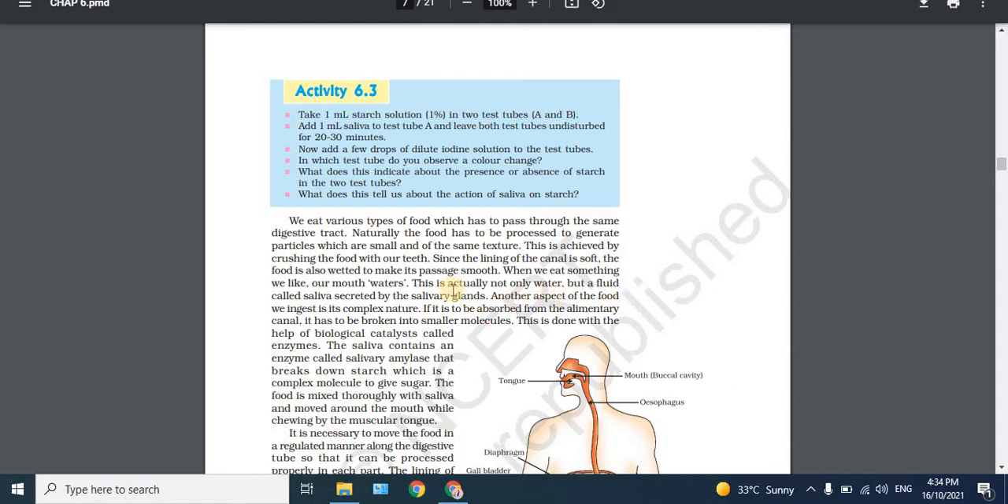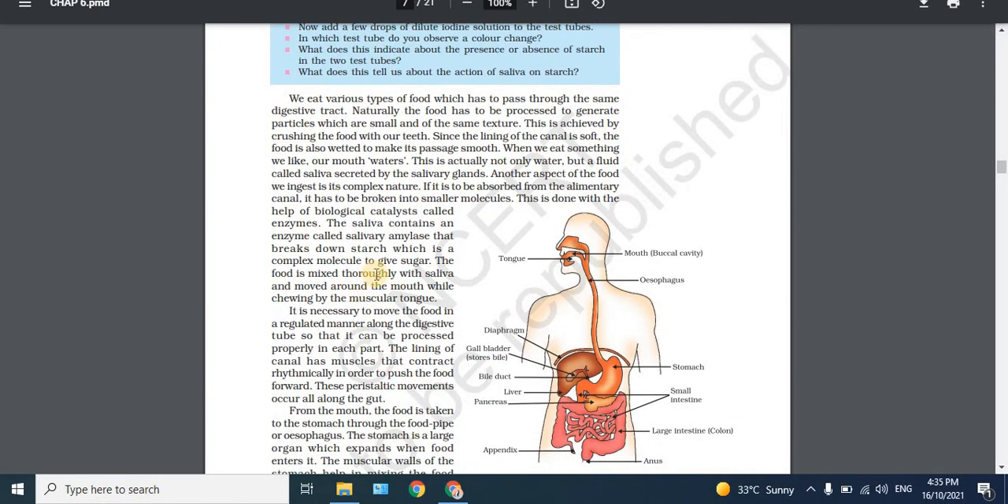Another aspect of the food we ingest is its complex nature. If it is to be absorbed from the alimentary canal, it has to be broken into smaller molecules. This is done with the help of biological catalysts called enzymes. The saliva contains an enzyme called salivary amylase that breaks down starch, which is a complex molecule, to give sugar. The food is mixed thoroughly with the saliva and moved around the mouth while chewing by the muscular tongue.